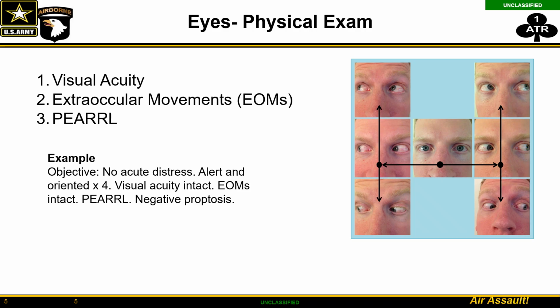If everything's normal in a physical exam of the eye, your objective could look something like: service member in no acute distress, alert and oriented ×4, just because those are the basic things that I always want to know. And then visual acuity intact, EOMs intact, PERRL, and negative proptosis. We'll get into proptosis a little bit more later, but proptosis is a big red flag if it looks like one eye is protruding compared to the other eye. That's a bad day.